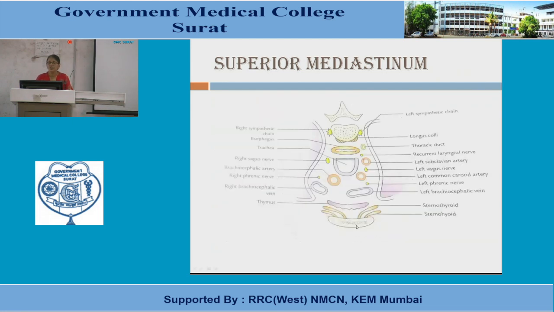This is the arrangement of structures from anterior to posterior side, and you can see all the structures. Here we talked about the sternocleidomastoid and sternothyroid muscles. Here you see longus colli, which is near the vertebra, and these two, sternocleidomastoid and sternothyroid, are near the manubrium. So these three muscles. Then you can see this thymus gland.